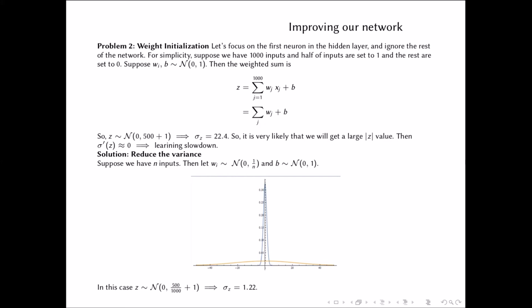And this is a graph where I plot these two distributions together. The orange one is the old one. We see the variance is really large, so it's really likely to get some really big values. And for this one, we see the variance is really small, so we're going to get small values. If we have a small value of Z, sigma prime is going to be big, and the gradient is going to be big, so we're going to learn much faster.